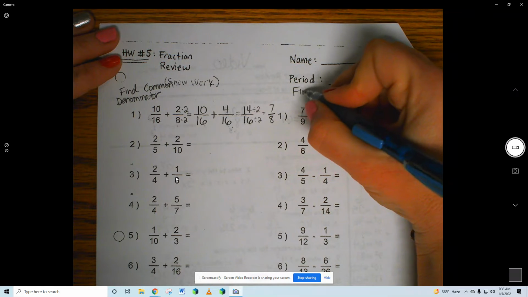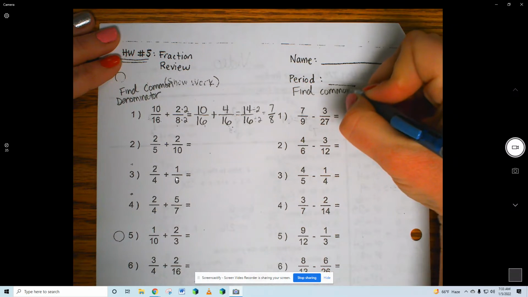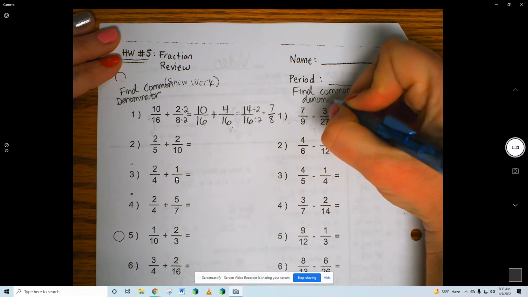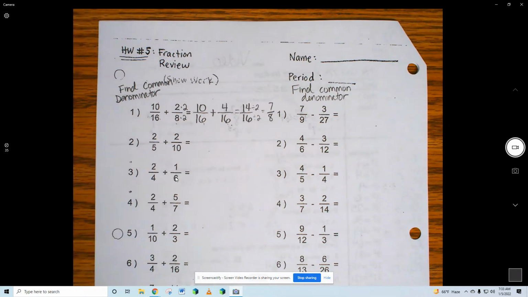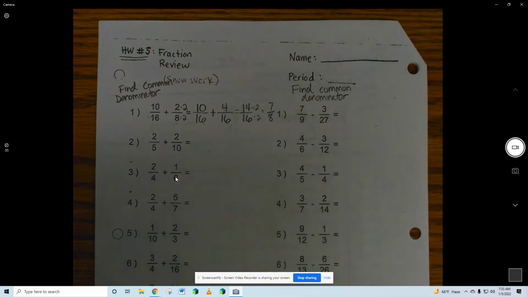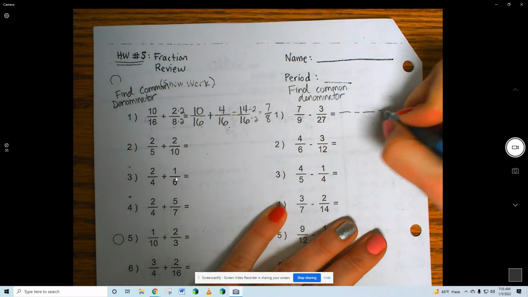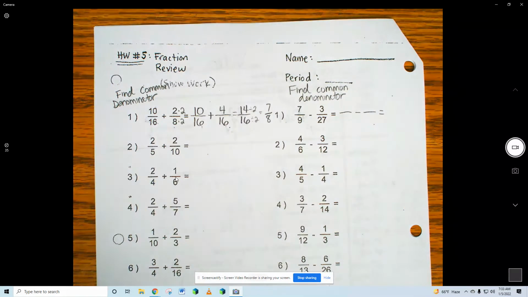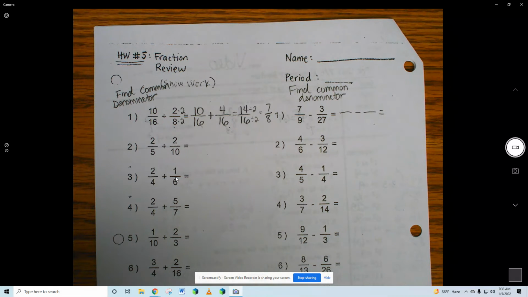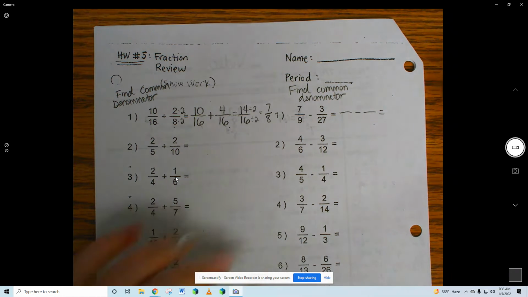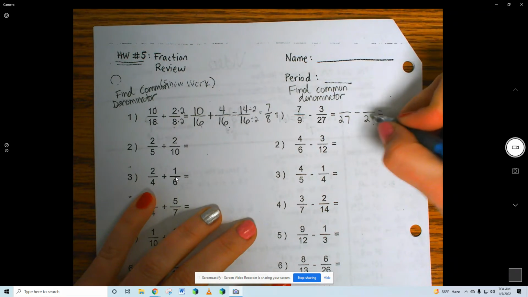For subtraction, I also find the common denominator. All right. 7/9 minus 3/27. What's the common denominator of 9 and 27? What does 9 go into that 27 also goes into? A bigger number, not like 3. 27. Make them both into 27.